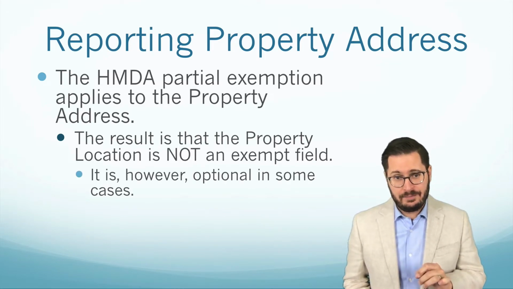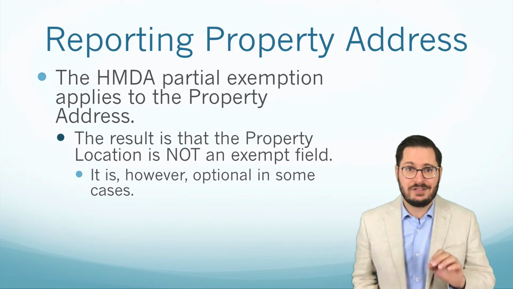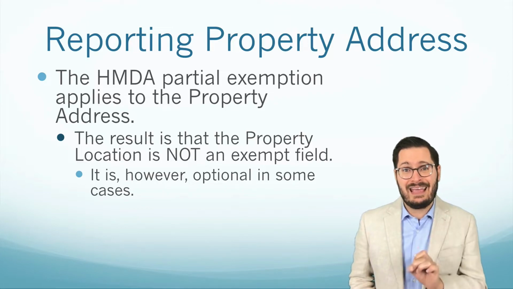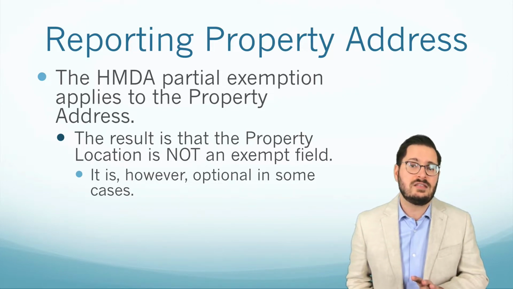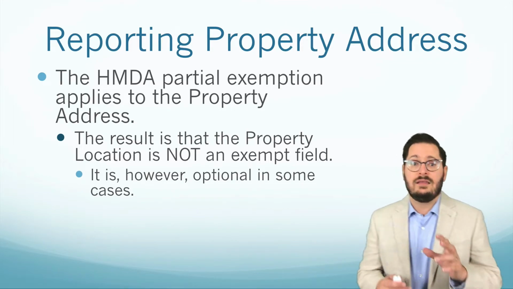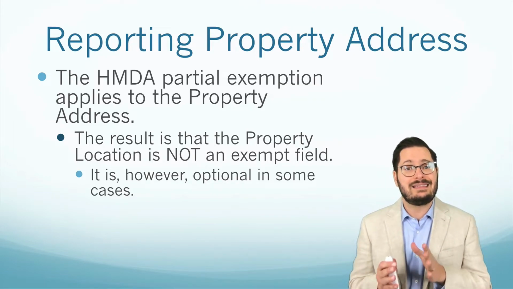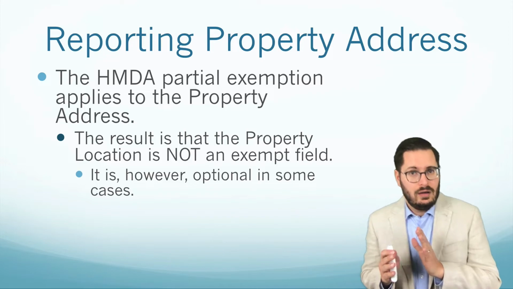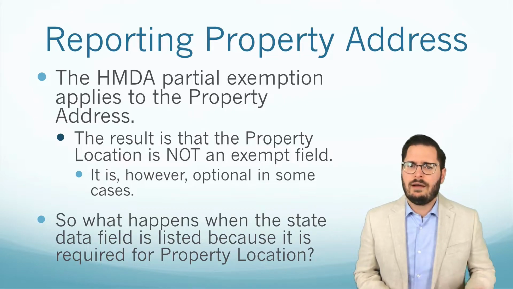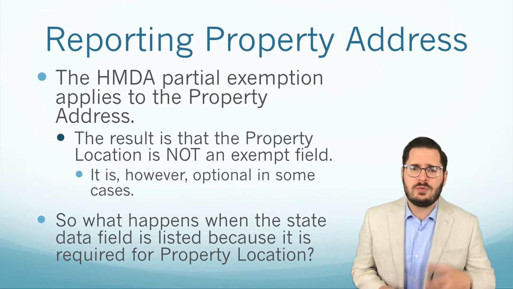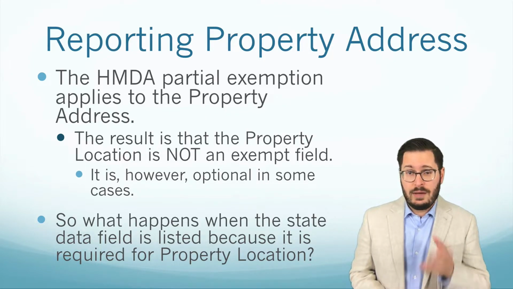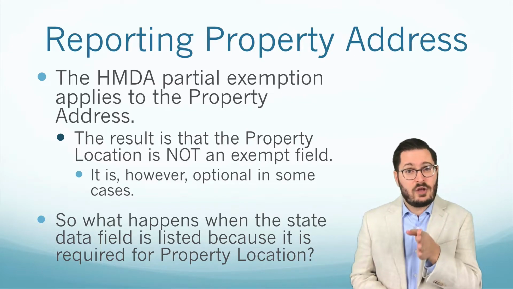So for the most part, you're going to list the county, census tract, and state for most of your loans. There are a few instances where it's not required, but what most financial institutions do is they just go ahead and provide the property location every time, because that is not an exempt field. So if the property location includes the state, how does this relate to the property address? The question is, what happens when the state data field is listed because it is required by the property location? We have a state field listed in the property location, but the state is also part of the property address.